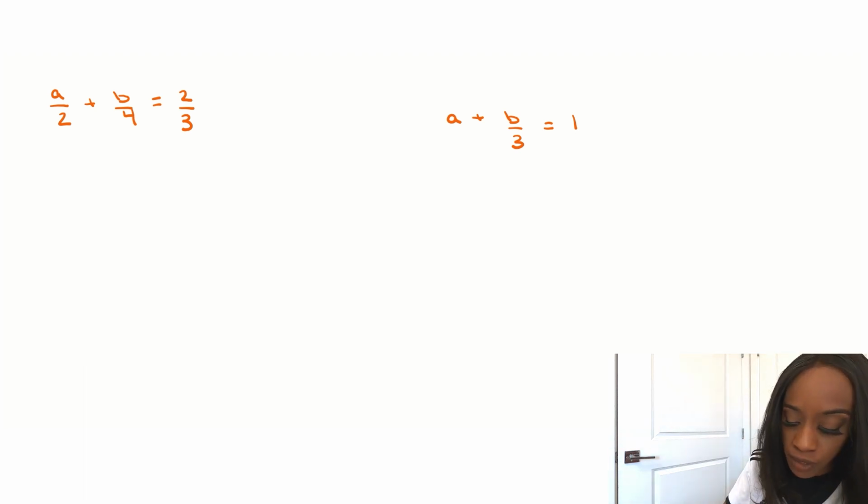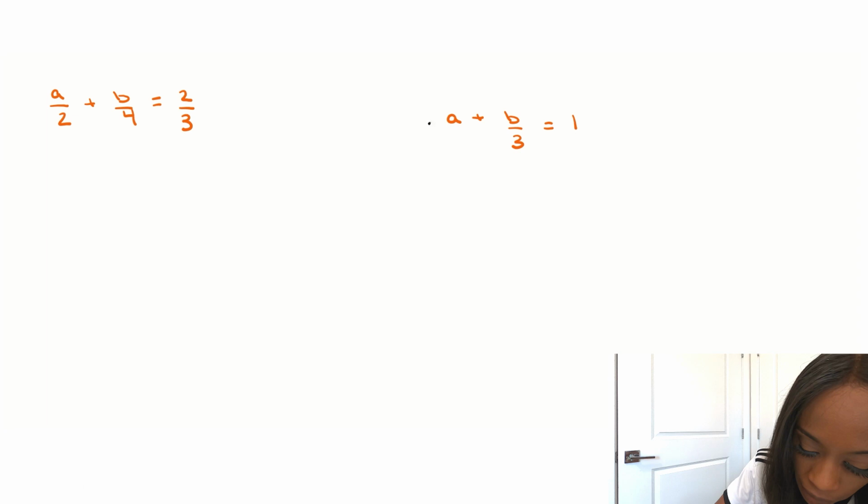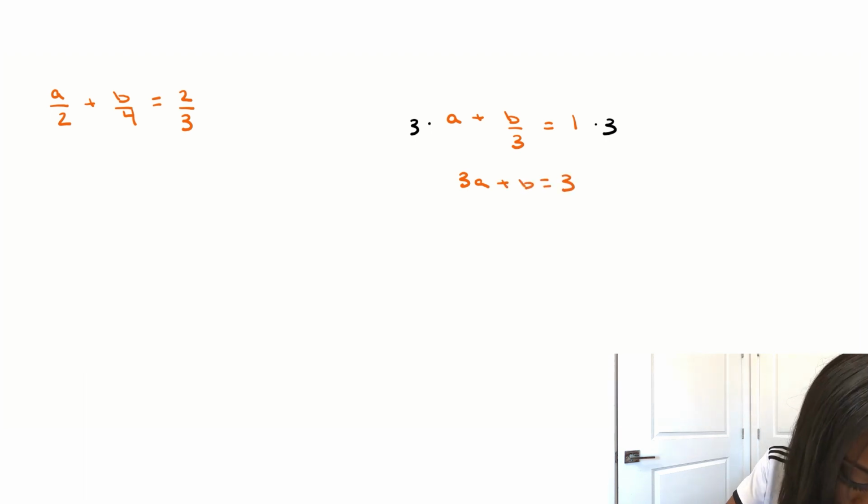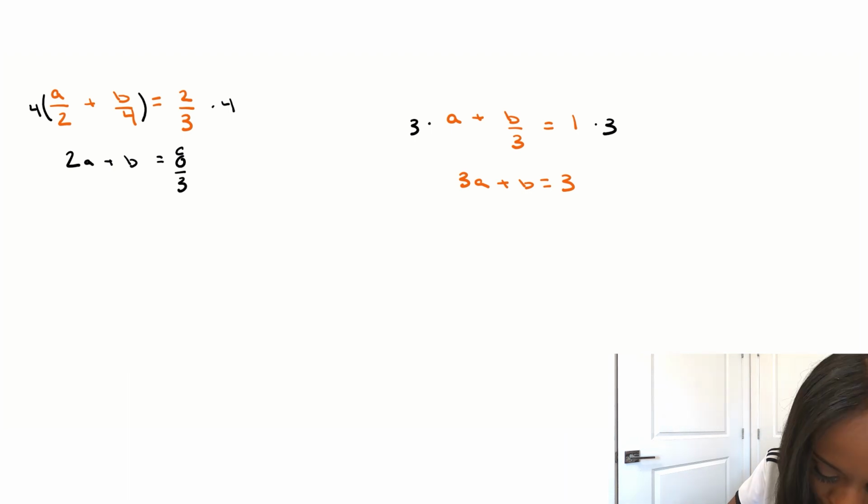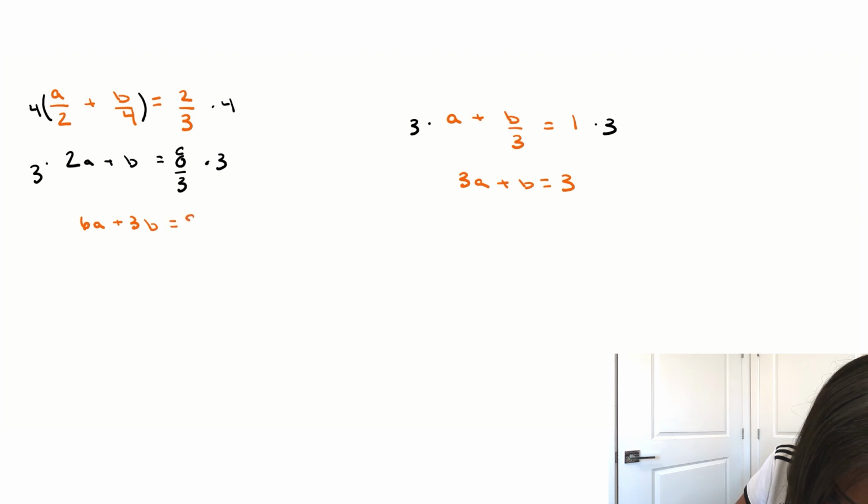Let's start with a plus b over 3 equals 1. I'm going to multiply both sides times 3, which gives us a new equation of 3a plus b equals 3. Now with our other equation, I'm going to multiply both sides times 4. And that'll give us 2a plus b equals 8 over 3. And then we'll multiply both sides times 3 to get 6a plus 3b equals 8.